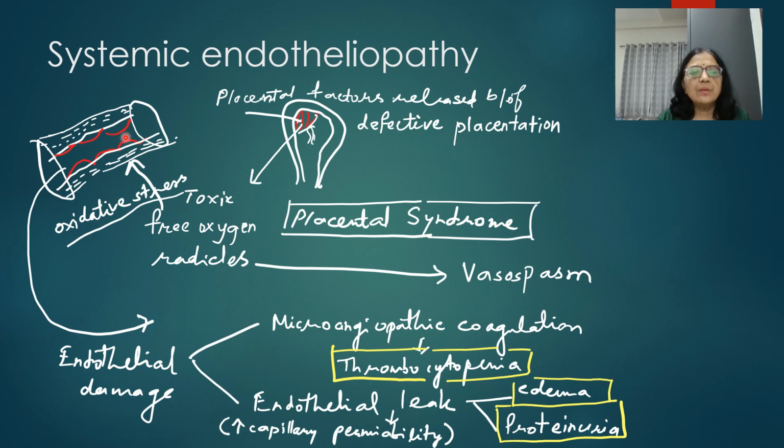So the vessel is going in spasm, as well as there is an endothelial damage which leads to the formation of clots, and that leads to thrombocytopenia. And because of the endothelial cell damage, there is an endothelial leak, and the capillary permeability increases. That leads to the shift of the fluid from intravascular compartment to the extravascular compartment, which is leading to the development of edema and proteinuria. So these are the important clinical effects of this systemic endotheliopathy: development of thrombocytopenia, development of edema, and proteinuria.